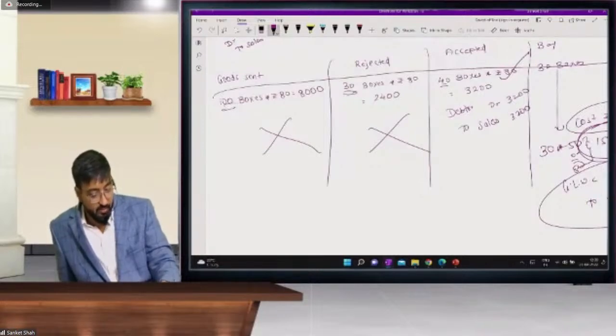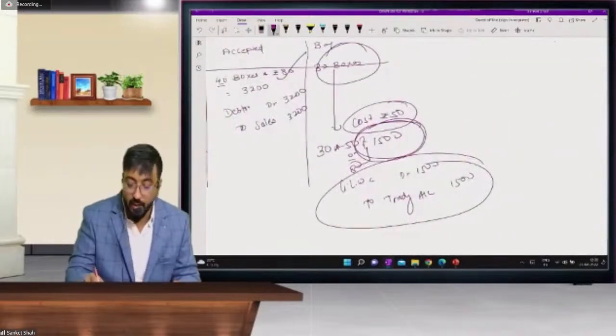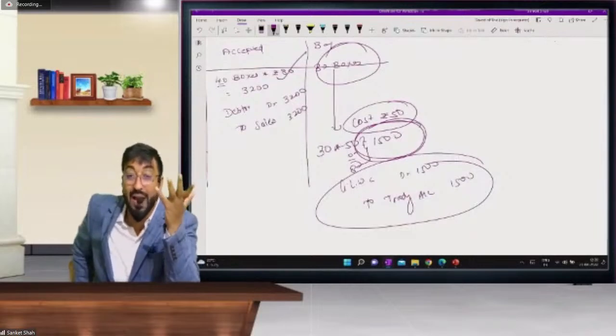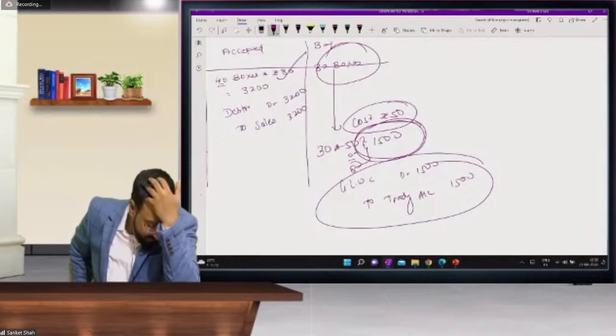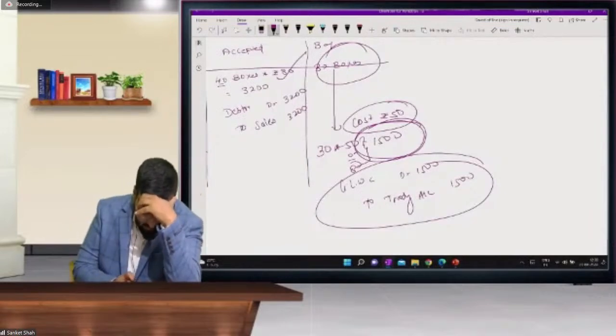But Arshdeep, why at cost price? Because this is a balance. Whenever goods are lying with the customer, this is not actual sales. If it is not actual sales, we record it at cost or NRV, whichever is lower. This is like inventory. This is like inventory.